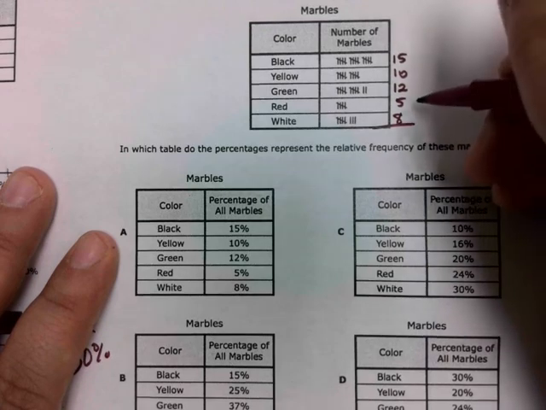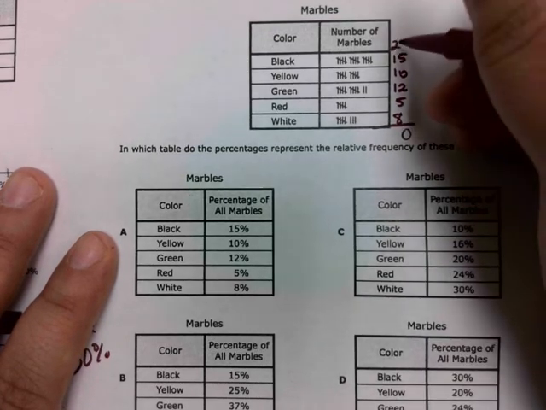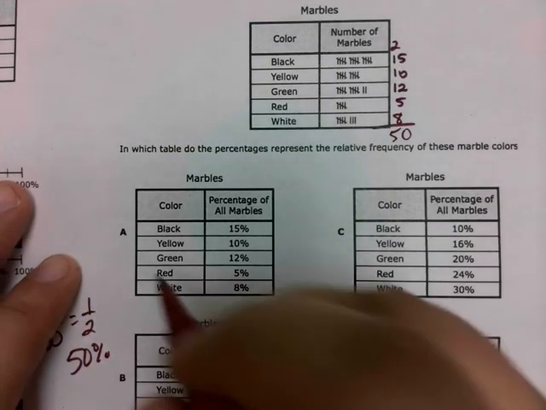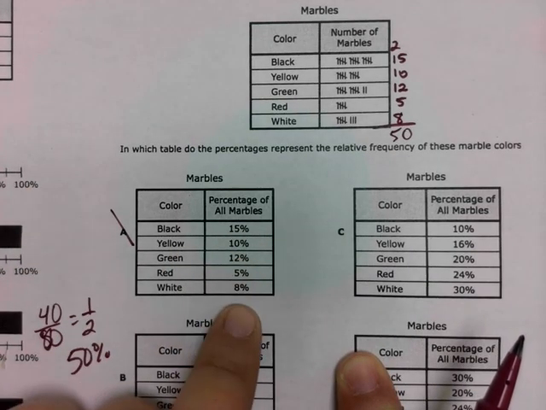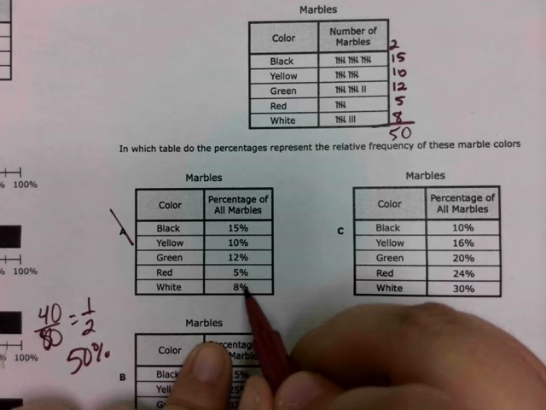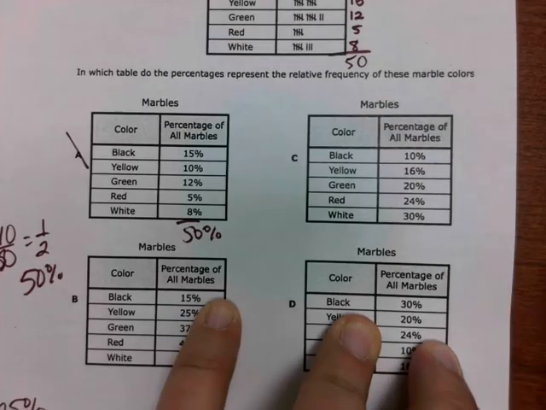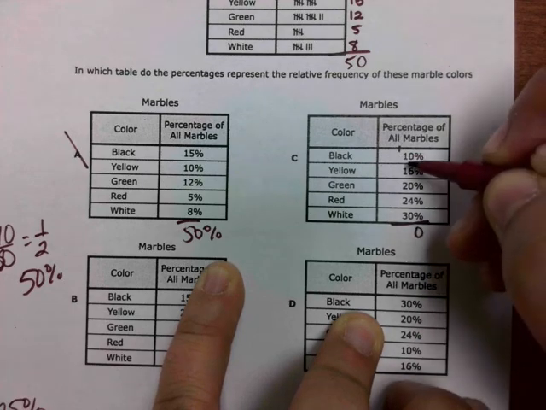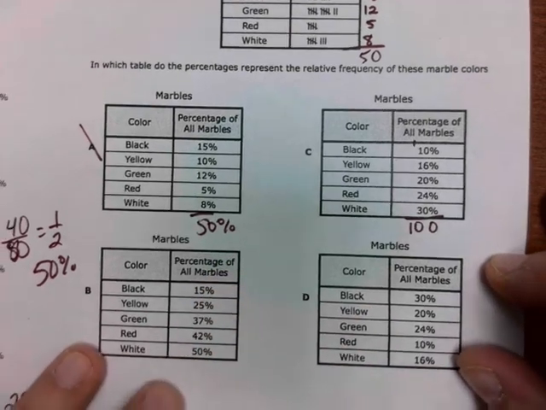We can add those up. We get 10, so 20, 30, 40, 50. So there's only 50 marbles, not 100. So we can eliminate A because it does not add up to 100%. If we were to add that up, it'd only be 50%. So like I said earlier, the total, because it's everything, has to equal 100. So let's see if we can eliminate anything from that. Add those up. 6 and 4 make 10. 1, 2, 3, 4, 5, 6, 7, 8, 9, 10. So that's 100%. So that could be it.